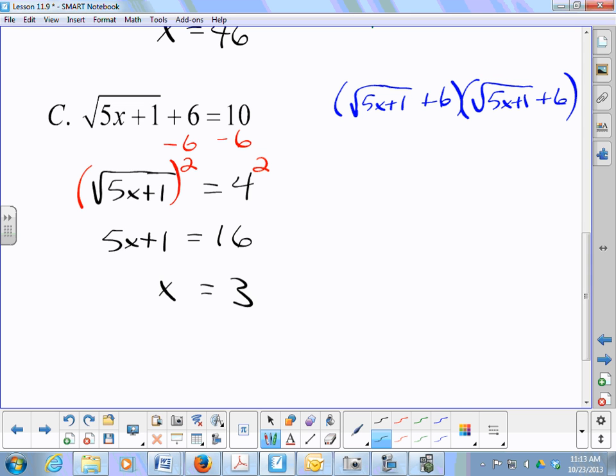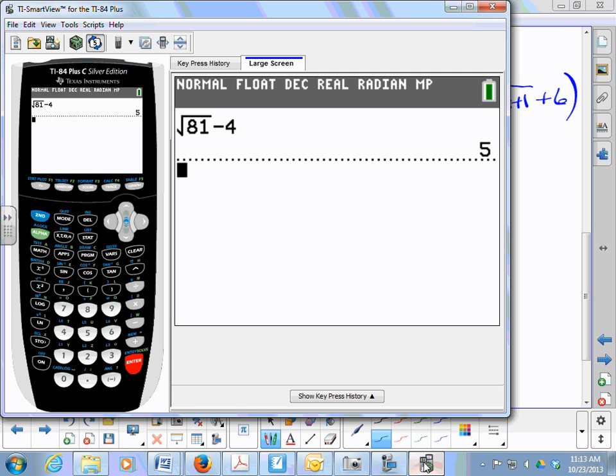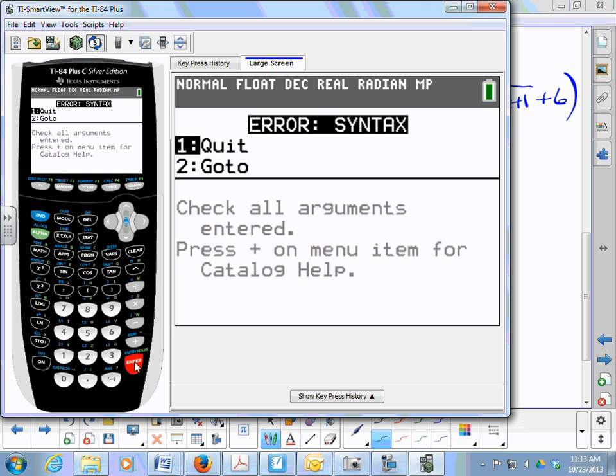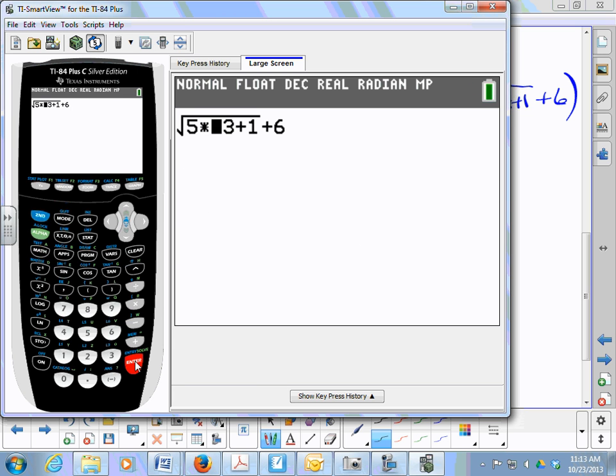And it's important that you check it, whether it's in your calculator or wherever. In my calculator here, square root of 5 times 3 plus 1, and then plus 6. Oops, I do that sometimes. Like that. There we go. We got 10, what we wanted.